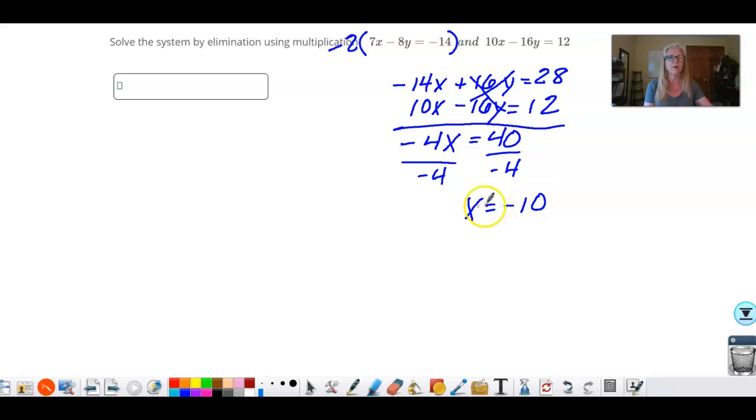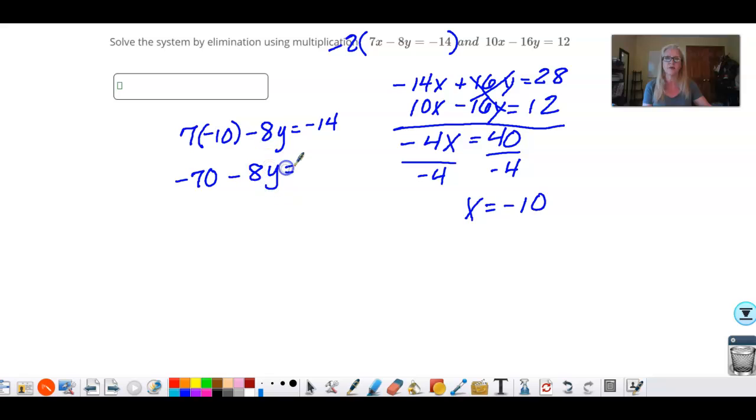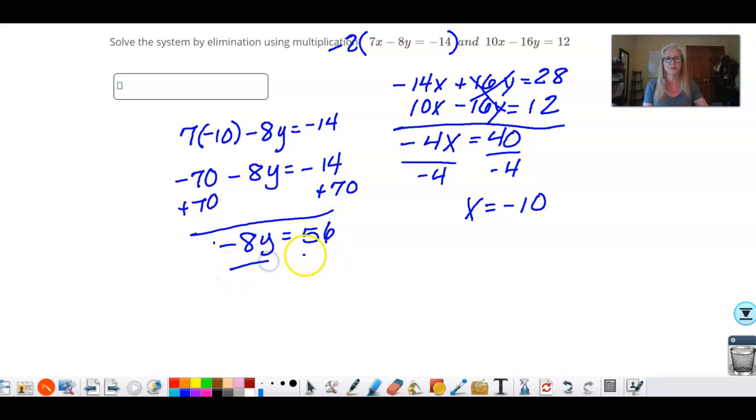Now to solve for y, all we have to do is substitute -10 for x in either of the original two equations. So if I use the first one, 7 times -10 minus 8y equals -14. Okay. 7 times -10 is -70 minus 8y equals -14. Adding 70 to both sides gives us -8y is equal to 56, which divides by 8. Surprise, surprise. So y is equal to -7.